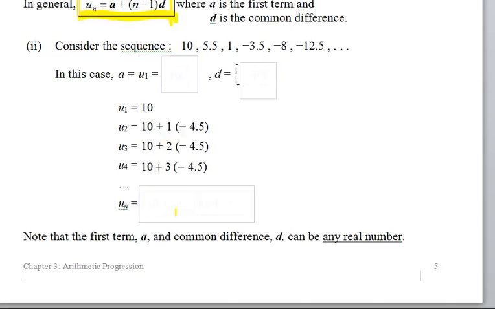Can we very quickly fill up this one? First term is 10. What's the common difference very quickly? Oh, you all fill out by yourself. Can you all fill these two boxes up all by yourself?